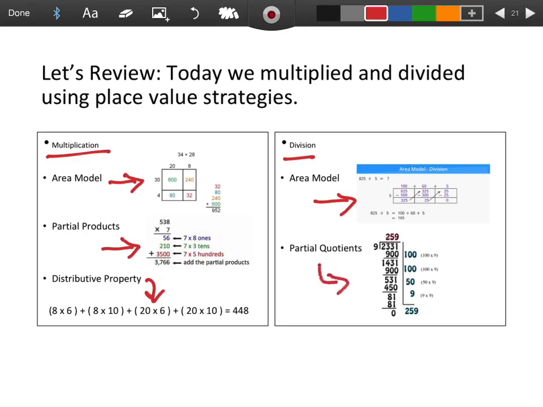Now, is it okay if you are not the most efficient thinker yet and you have to take out 100 and 100? Yes, it is, because you're going to get to where you are an efficient thinker. All right.